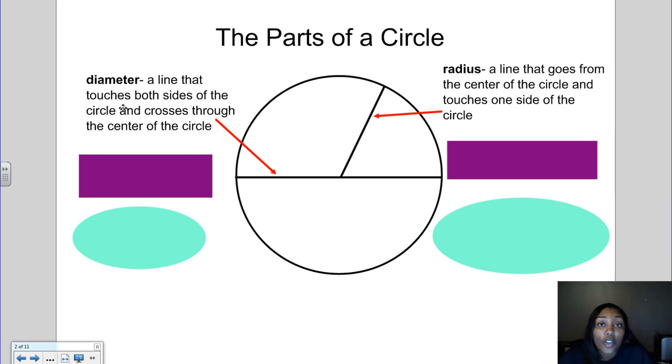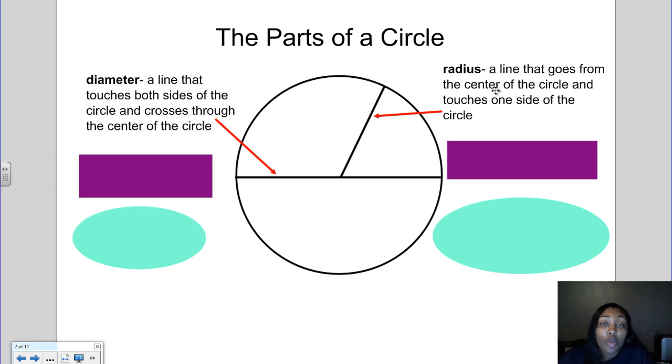So the first part of a circle that we want to focus on is called the diameter. The diameter is a line that touches both sides of the circle and crosses through the center of the circle. So it's this line here. And basically what the diameter does is it splits the circle in half. It splits it into two parts.